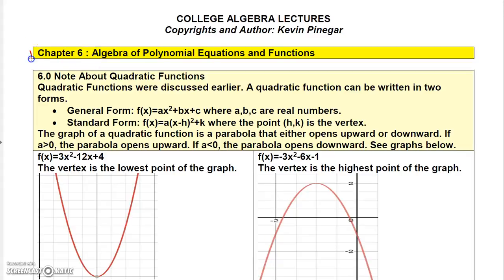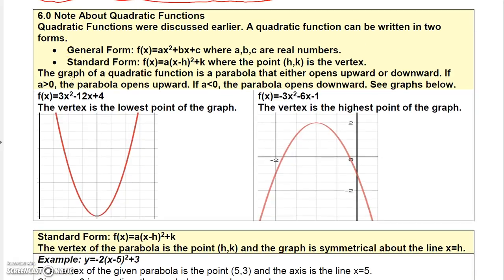Okay, this chapter is really going to focus on polynomial equations and functions, but let's start with a note about quadratic functions. We learned earlier there's two ways you can write quadratic functions. One is f of x equals ax squared plus bx plus c, and then the other form is the standard form that makes it easy to find the vertex.